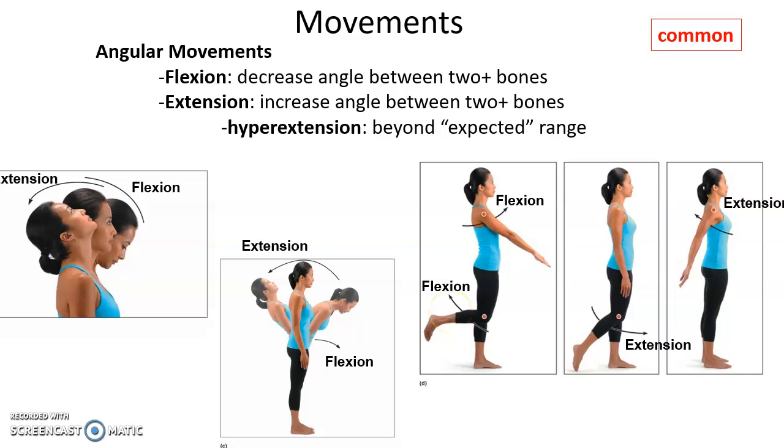Extension is the opposite. Extension is increasing the angle between bones. So here again, this leg is at, say, 120. If she continued extending it out until it's completely straight, then it'd be at 180. So again, extension increases the angle between bones. Flexion decreases the angle.